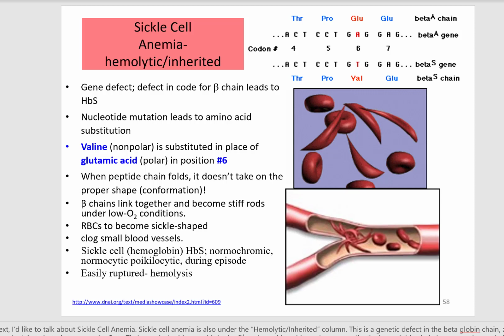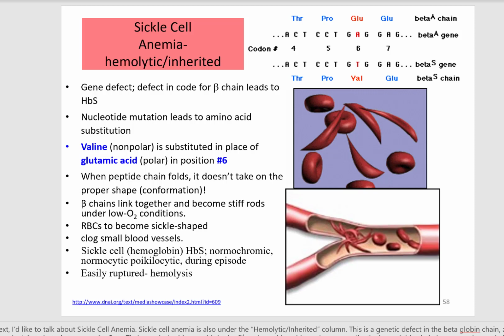What exactly causes the sickling? Is it the mutation directly? No, it is actually the reduced oxygen content in the surrounding tissues that causes the sickling. So when there's low oxygen conditions, the beta chains link together and form these stiff rods. Red blood cells become sickle-shaped. They're going to clog blood vessels, and this is going to impede further blood flow. The surrounding tissue becomes progressively hypoxic and anoxic and leads to even more sickling. This is what's called a crisis. It's very painful, and the patient needs a blood transfusion right away.